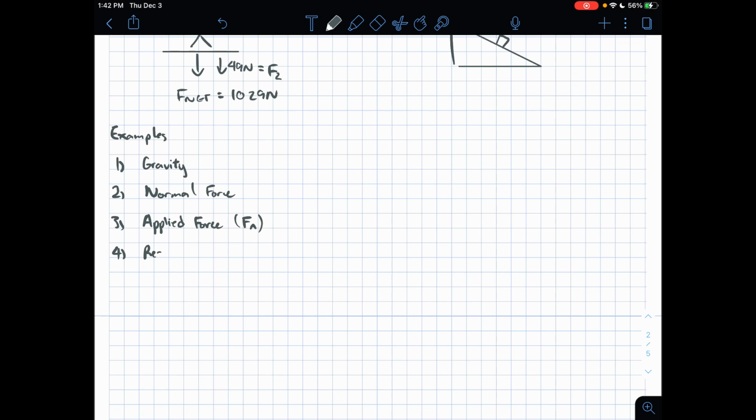The fourth type is the resistive force, or as it's better known, friction. It's denoted with F subscript FR. Friction can be a lot of different things. On a surface, it could be how rough the surface is. And if you're in a free fall, then friction could be the air resistance. Essentially, friction is always going to oppose the applied force.